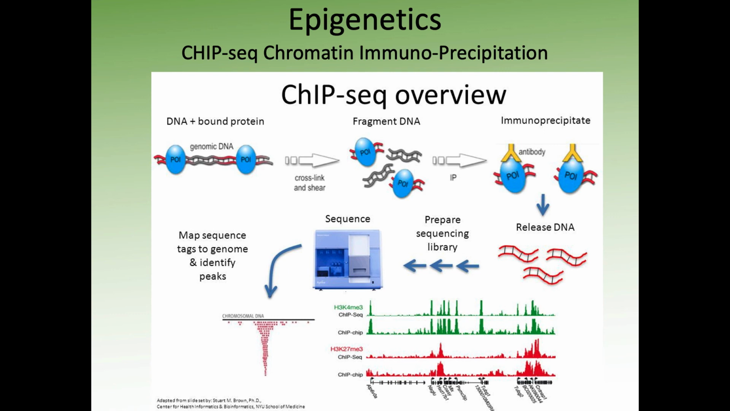And then once you sequence it, you can map it back to your genome, and you can show the different patterns of where these reads bound, which show where on the genome these different post-translationally modified histones were.